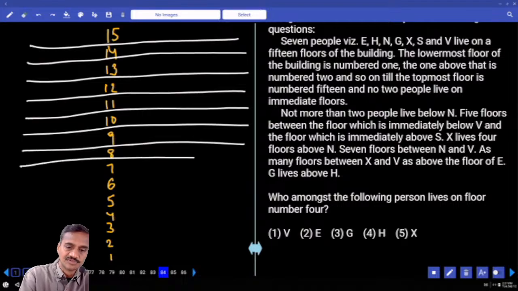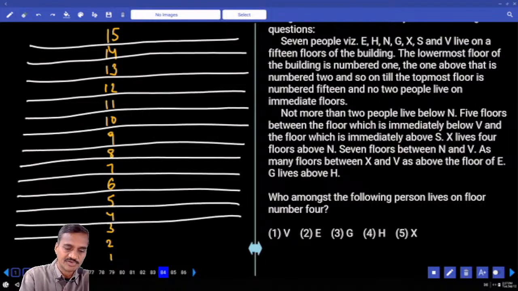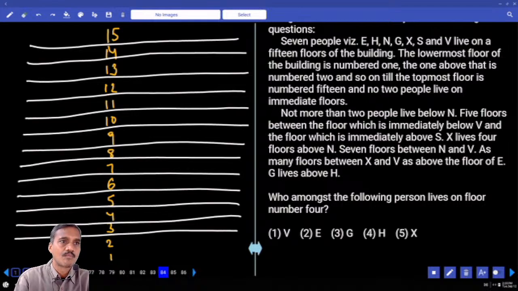Then coming to condition number 1. Yes, tell me how many of you have done this one? Anyone please, those who have done this?